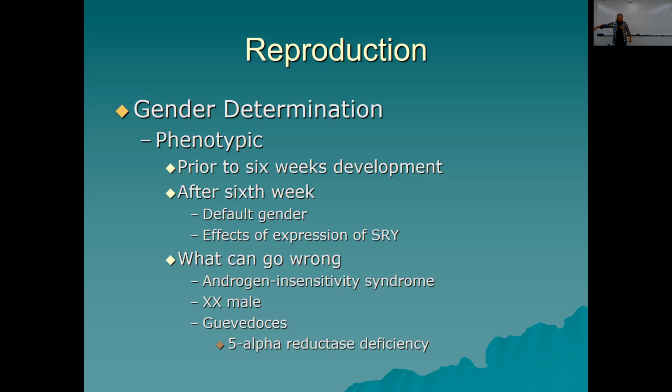Okay, let's look at gender determination. Phenotypic gender. How do you turn this zygote into a male baby or a female baby? Prior to 6 weeks of development, you don't have a gender. Embryos don't have a gender. What they have are these genital folds that will become either a penis and a scrotum, or labia and a vagina and a clitoris.